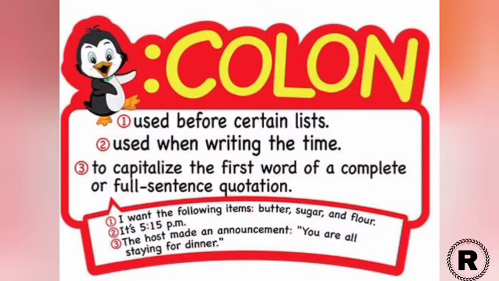When we have to write the time, it's quite clear that we have to separate the hour from the minutes by using the colon. The colon is used when writing the time, like 5:15 p.m. So 5 is the hour, 15 the minutes. To separate the hour from the minutes, we use the colon sign.